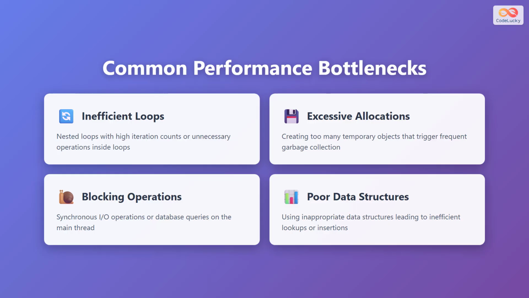Let's look at the most common performance bottlenecks you'll encounter. Inefficient loops include nested loops with high iteration counts or unnecessary operations performed inside loops. Excessive allocations happen when you create too many temporary objects, which triggers frequent garbage collection and slows down your application. Blocking operations occur when you perform synchronous input-output operations or database queries on the main thread, freezing your application. Poor data structures result from using inappropriate data structures that lead to inefficient lookups or insertions. Recognizing these patterns will help you write better code from the start.